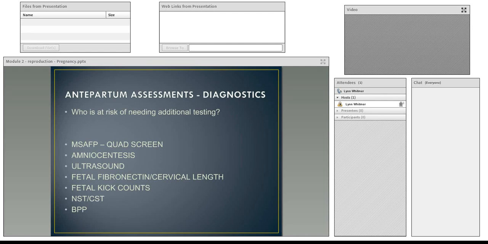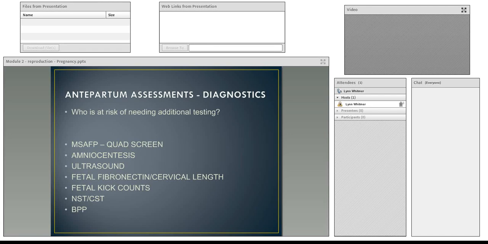I need to see 3 accelerations in 20 minutes to deem this a reactive NST, or the baby is reacting to his environmental change. And the increase has to be 15 beats per minute over 15 seconds to be deemed reactive.